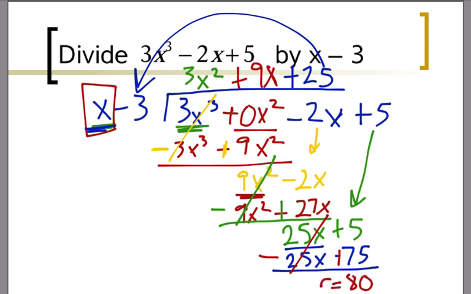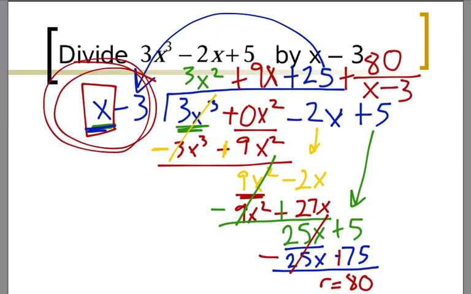Okay. Now in the lab, I believe they give you an option of putting in an R80, or a remainder of whatever it is. And if not, the other way to write it is you would say plus 80 divided by what you were dividing into, which was the x minus 3. So you put your remainder over top of whatever you were dividing by out in front. Okay, and this is your answer, this 3x squared plus 9x plus 25 plus the 80 divided by x minus 3.